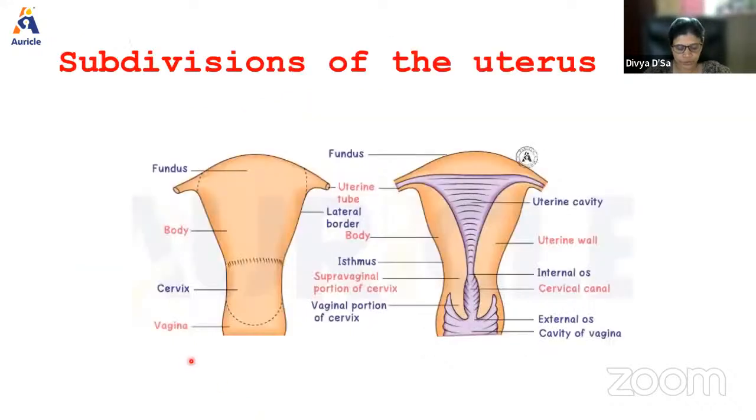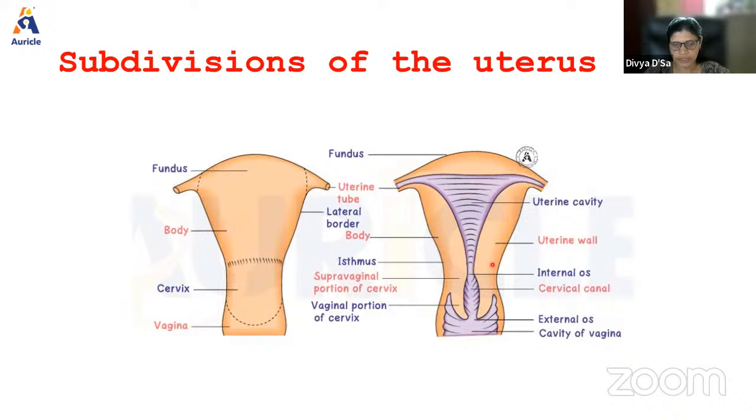Subdivisions of the uterus. The uterus is subdivided into three parts from above downwards: the fundus, the body and the cervix. The fundus is the part of the uterus which lies above the entrance of the uterine tube. The body extends from the fundus to the constriction known as the isthmus. Up to this isthmus is the body, and this isthmus is otherwise also called the internal os.